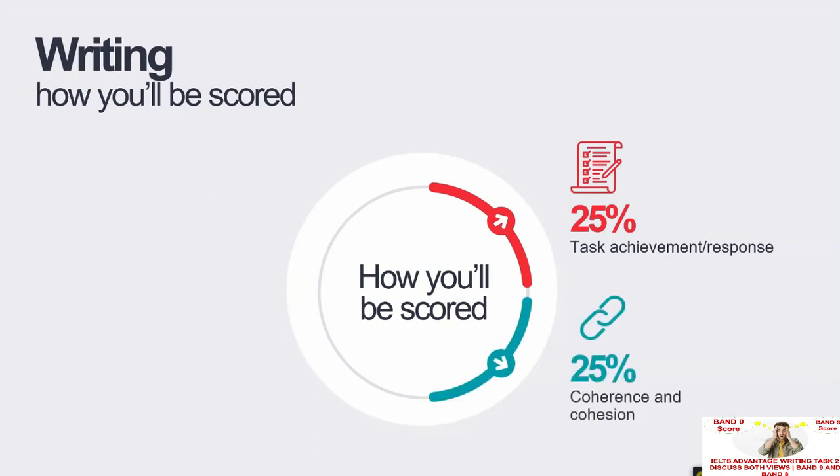Coherence and cohesion, you must identify your examples clearly. The first, another, next, and notice the variety of words to introduce them. Back to variety. You have to introduce your examples, and they have to be in a sequence. They have to be in order, okay?